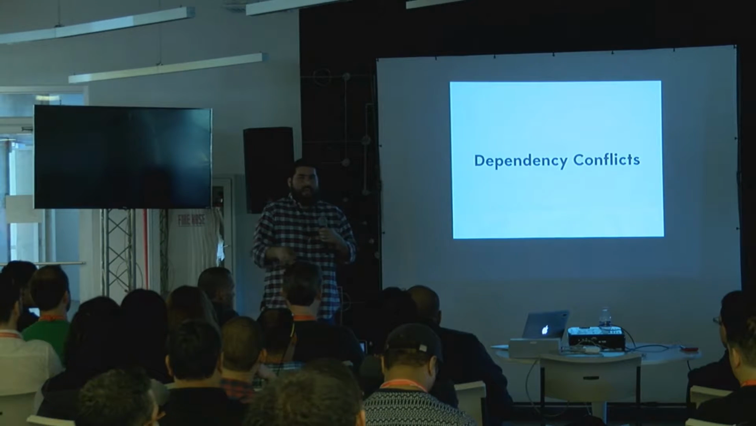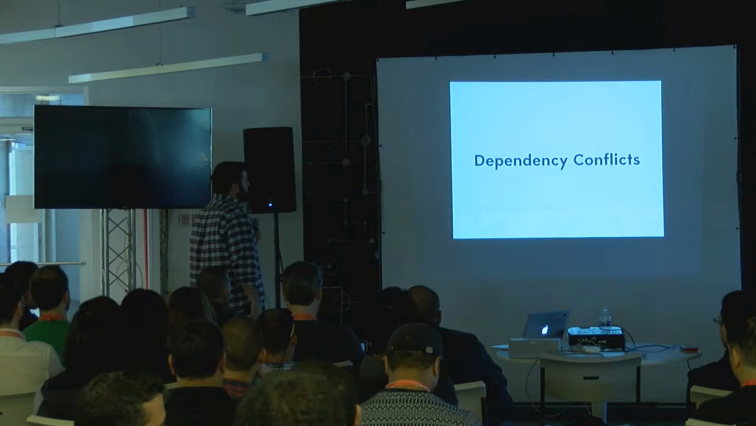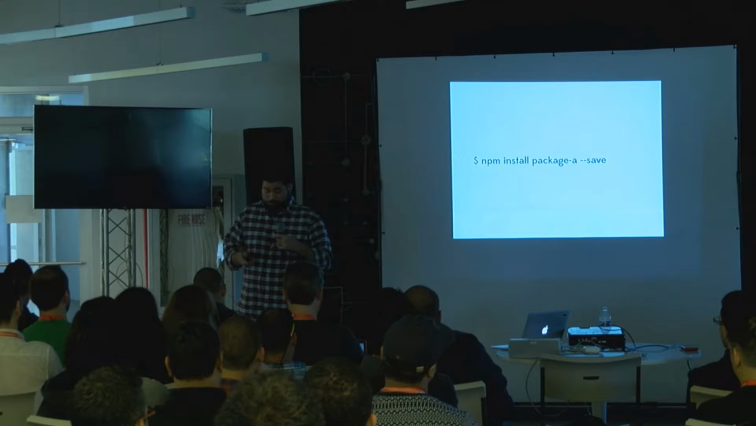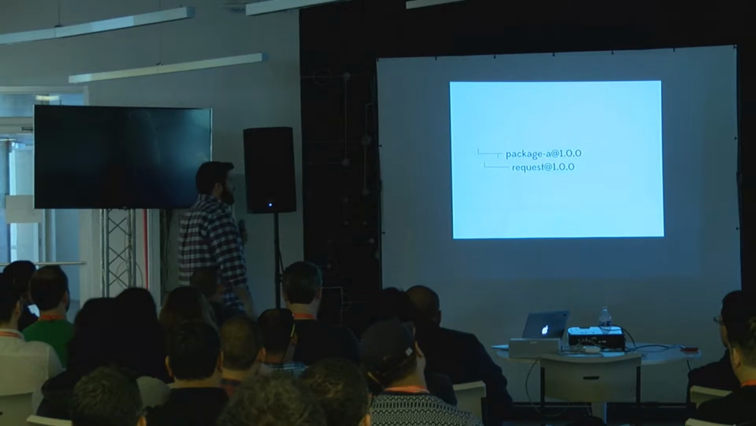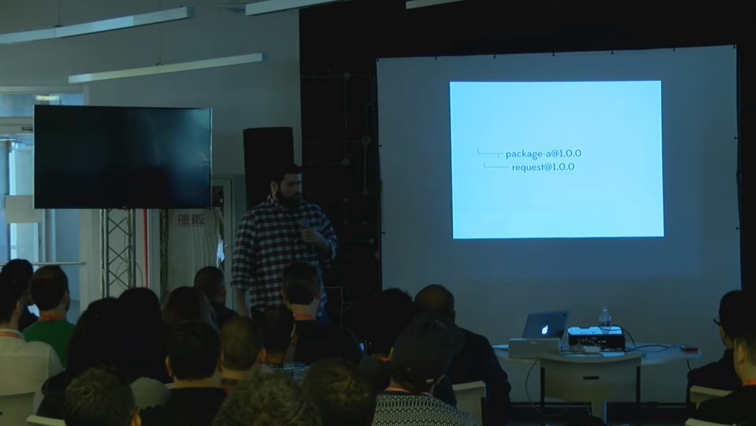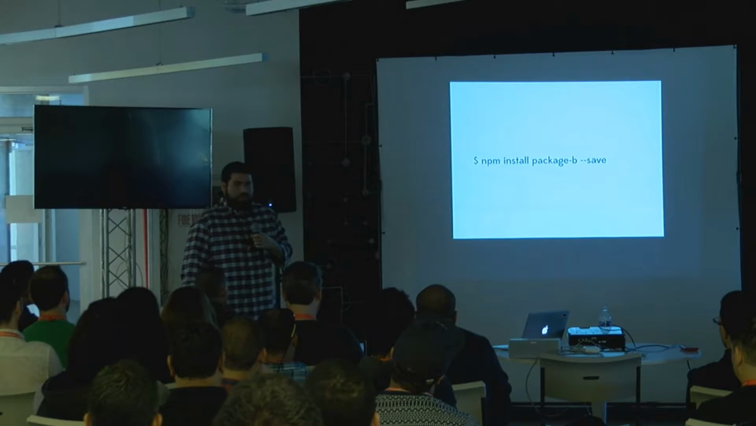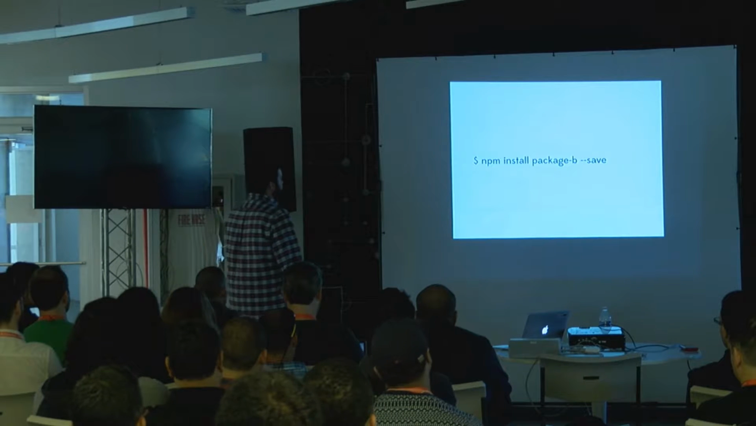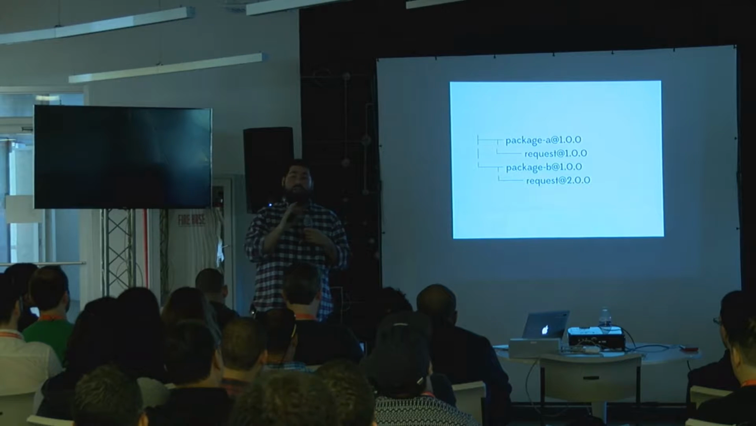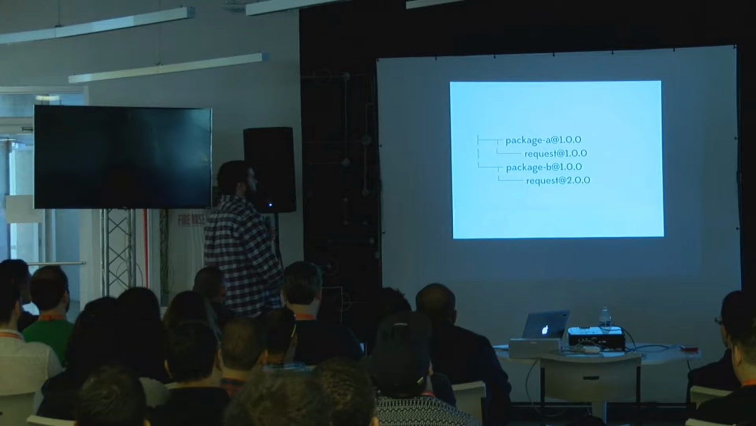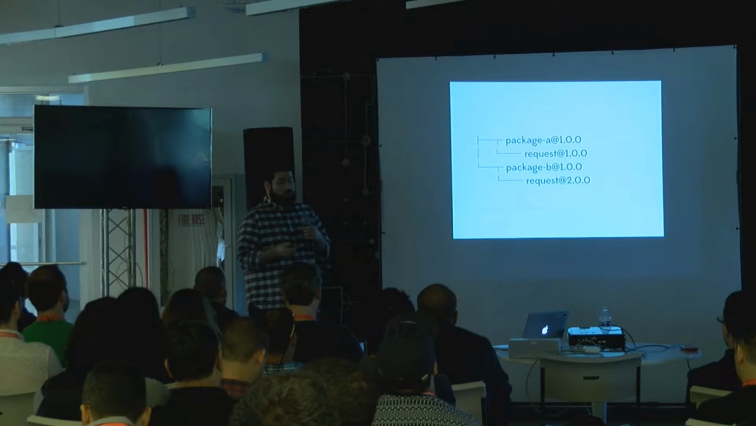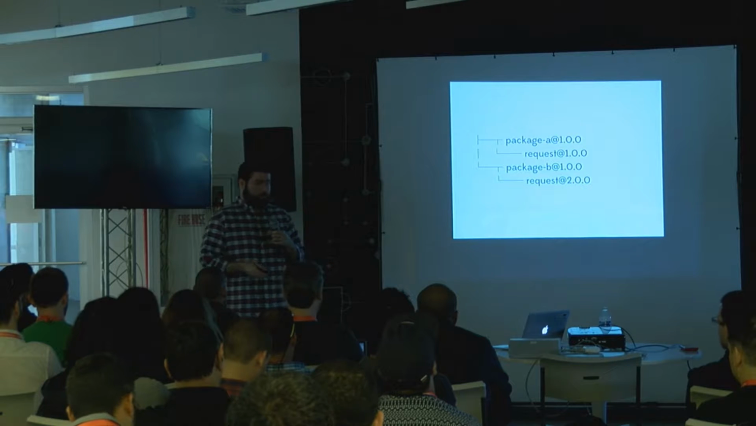Now, another thing npm handles pretty well is dependency conflicts. Let's say we install a package, in this case package A, and package A has a requirement of request 1.0. We install package B, which depends on request 2.0. Now, if we were to view our dependency tree, it will look something like this. We have our package A with its dependency of request 1.0. We have a package B with its dependency of request version 2.